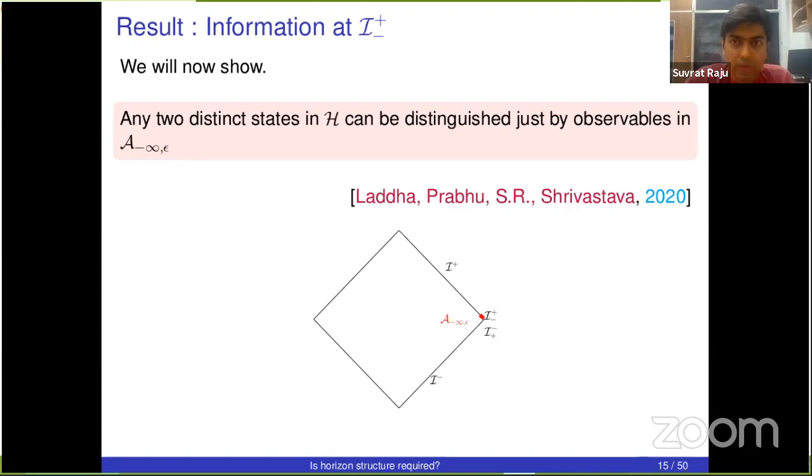Okay. So the result I now want to show is that any two distinct states in this Hilbert space of massless particles, which are states in this Fock space or direct sum of these Fock spaces, can be distinguished by this set of observables in what I call A minus infinity. That's the result that I want to show for the purpose of this talk.